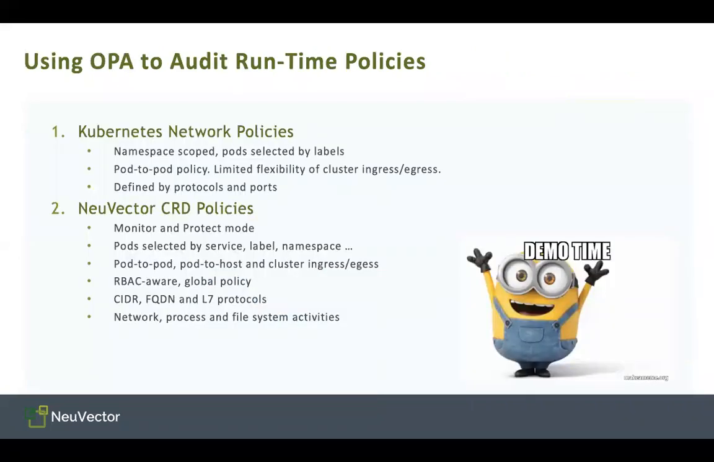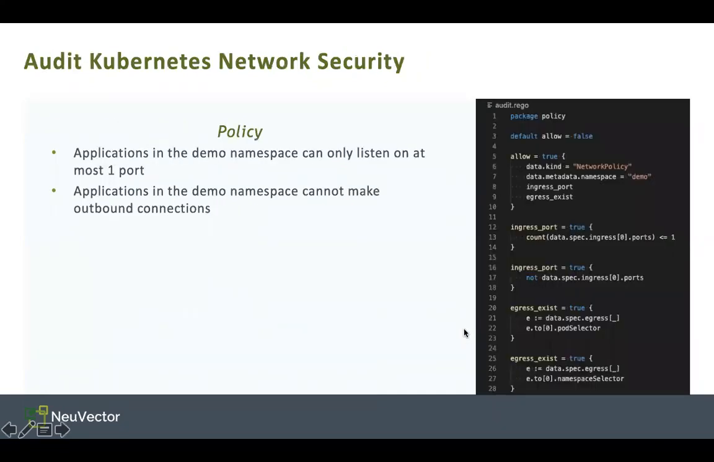So we talked about network policy, right? Let's go to some demos of network policy. Network policy is Kubernetes' own construct. So here is a policy. Applications in the demo namespace can only listen on one port. The reason is your application should just do one thing. The second rule is that the applications in the demo namespace cannot make outbound calls to other components.